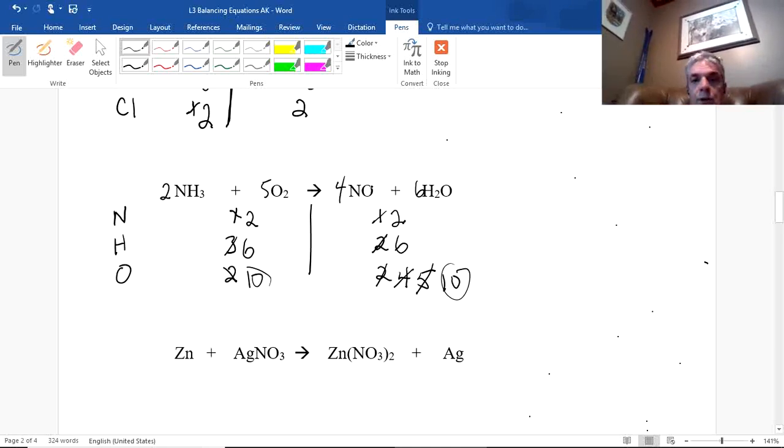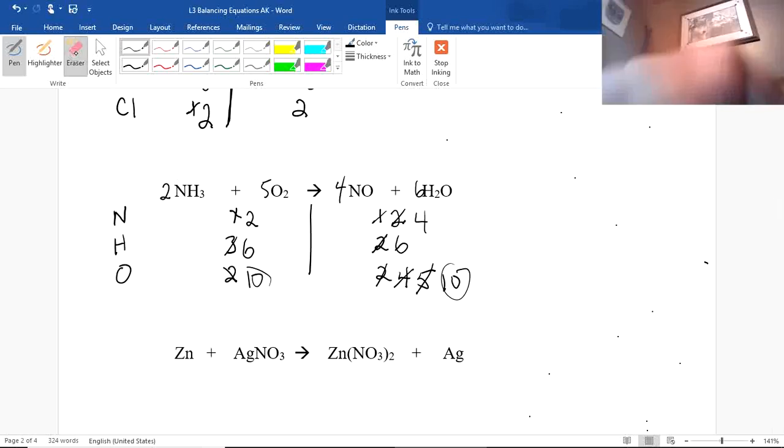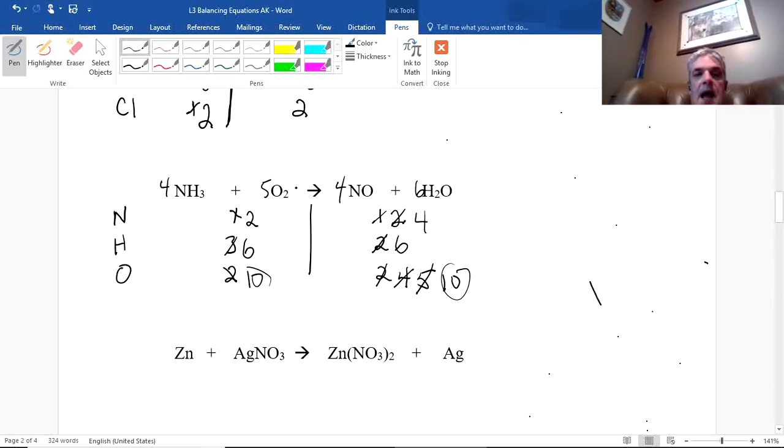So first, let's look at the nitrogens. How many nitrogens do I have? Well, I now have 4 nitrogens. In order to have 4 nitrogens over here, this is going to have to increase to become a 4. Okay? And now I can look at my hydrogens. So that's 4. My nitrogens are now balanced, 4 and 4. What about my hydrogens? Well, I have 12 hydrogens right here, right? And 6 times 2 is going to be 12.